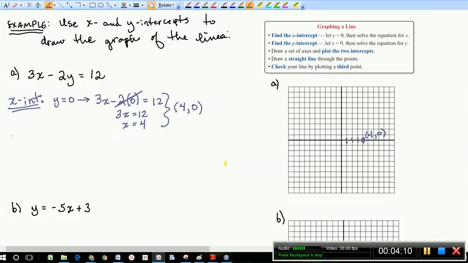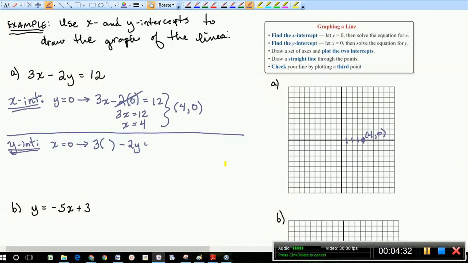Let's find our y-intercept. Now we'll find the y-intercept by letting x equal 0. So you see you're letting the opposite variable equal 0 to find the intercept. So x will now be 0, and we'll solve for y. Here we are, 3 times, open a parenthesis, minus 2y, equal to 12. Instead of x, we want a 0. This whole term will cancel out, and we have negative 2y is equal to 12, or y is going to be negative 6.